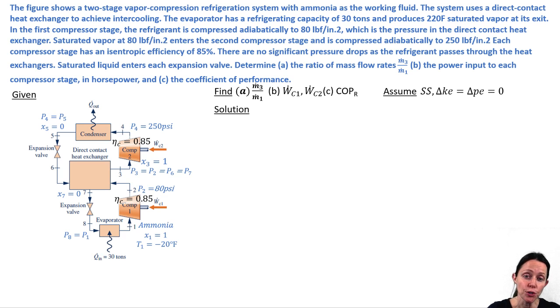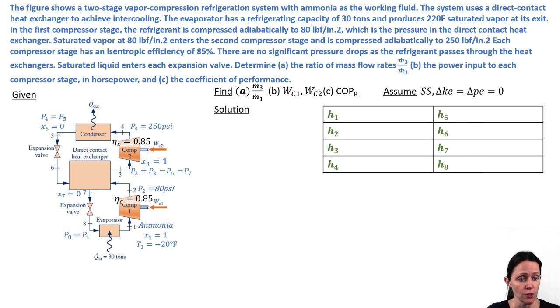All right, so we have a two-stage vapor compression refrigeration cycle. I went through the problem statement and put everything on the diagram there. I've also written out our find and our typical assumptions: steady state, kinetic energy, and potential energy are 0. And so now I'm ready to start solving the problem. So I'm going to start just by figuring out what all the H values are.